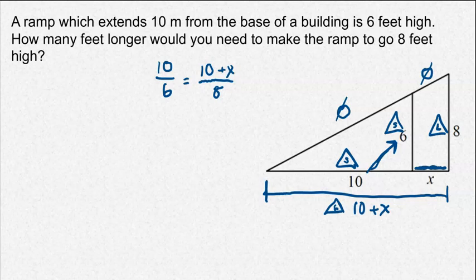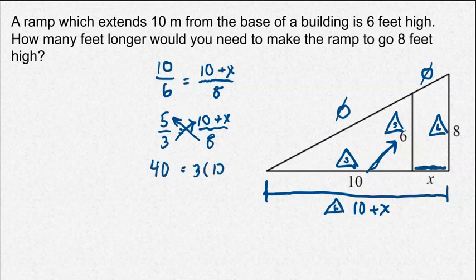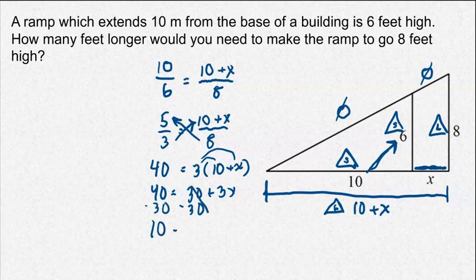consider that pattern, I am going to reduce this problem to 5 over 3, then 10 plus x over 8, and now I'm going to cross multiply. So that's 40, I have the 3 here, 10 plus x, then distribute here, so I get 30 plus 3x, then I subtract by 30, I subtract by 30, and 10 equals 3x, then I divide by 3, and the answer is, as far as I am concerned, 10 over 3x.